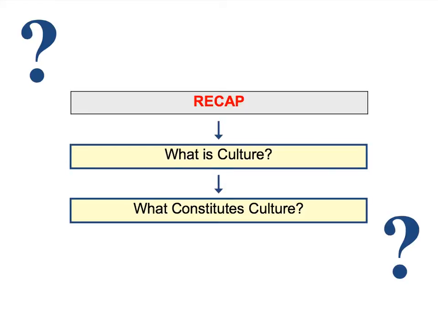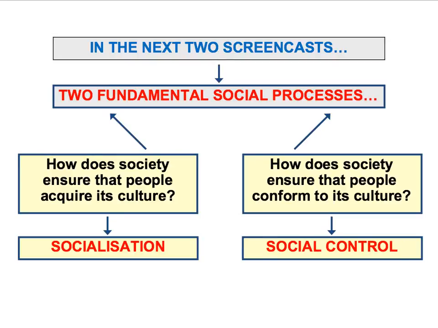And culture, remember, describes the shared way of life of society or a particular group within society, and it's composed of things like shared norms, values, roles and customs. So in the next two screencasts we're going to try to develop your understanding of culture by looking at two fundamental social processes. We're going to look at socialisation in this particular video, and then in the next screencast we're going to look at the concept of social control.